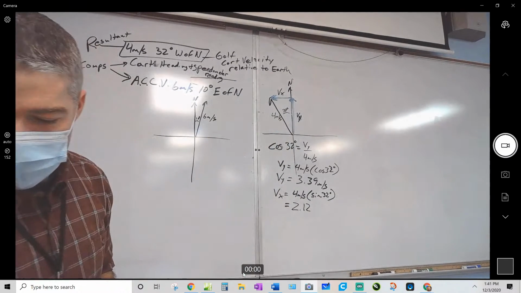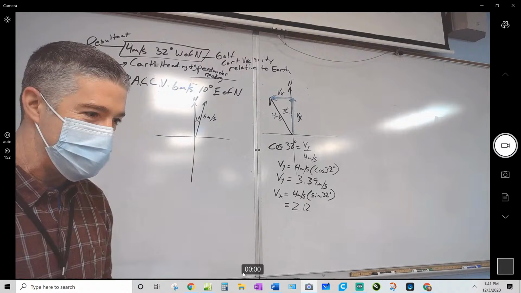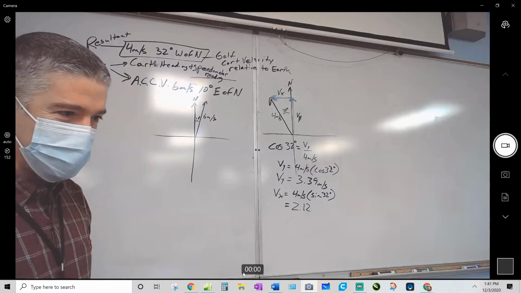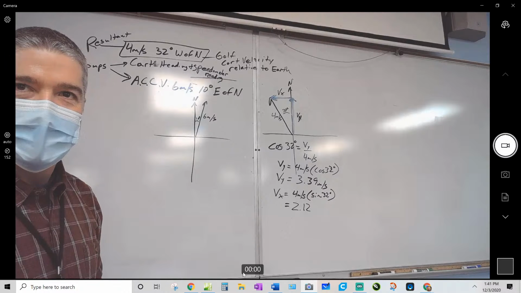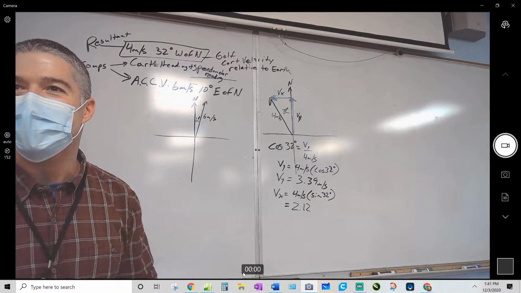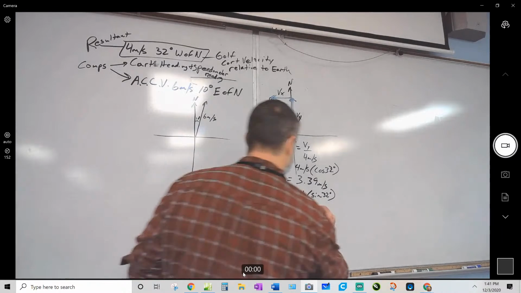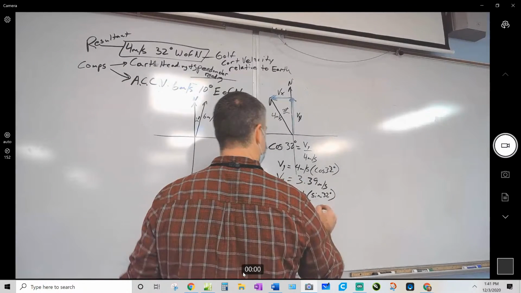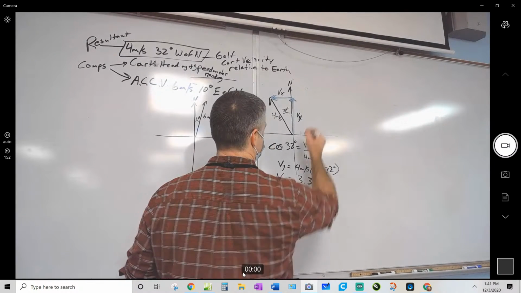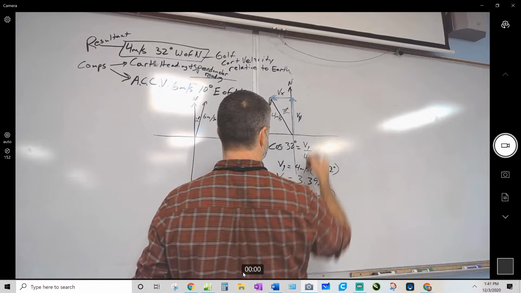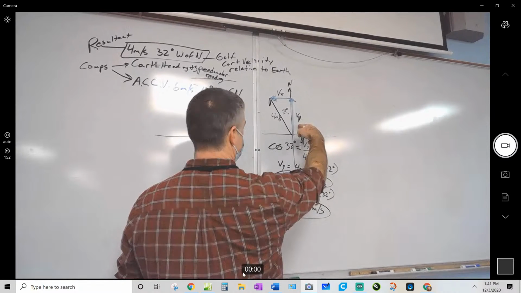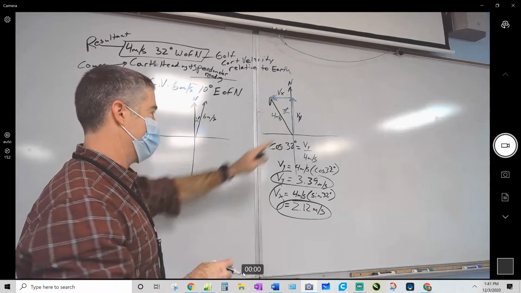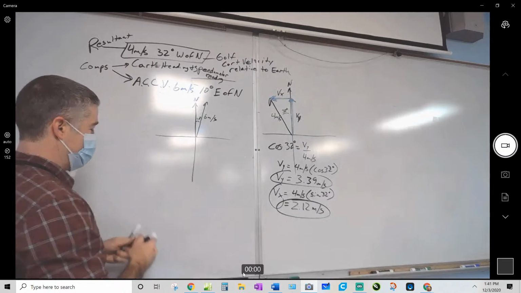Cassie, can you confirm that? Cassie there? No Cassie? Rajan? All right, in here, can anybody confirm it? Okay, all right, so we're good. 2.12 meters per second. So we've got this, I'm not going to write it again, 3.39, 2.12, and that should actually be negative, but I'll deal with the negative in just a second.